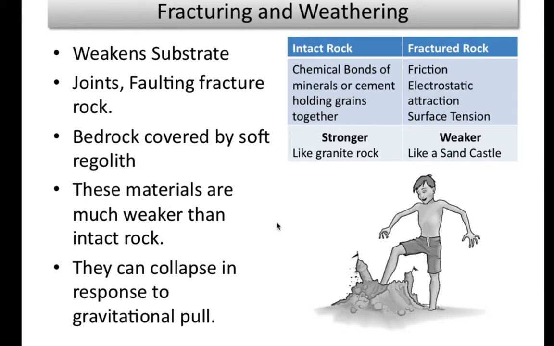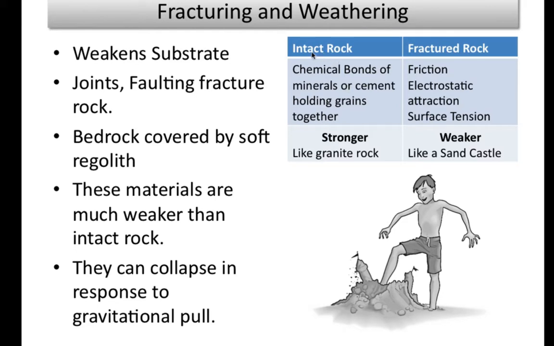So one example that your book talks about is bedrock. Intact rock here is like granite. It's hard. You're going to step on it, you're not going to really hurt it too hard. Whereas the fractured rock is sort of like a sandcastle. It easily crumbles under weight, right? It's weaker. So the weaker material will collapse in response to gravitational pull.